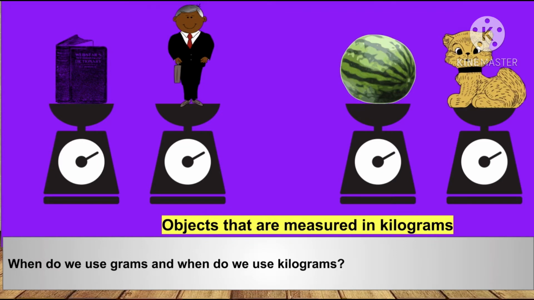The other unit of measurement that we're going to focus on today is kilograms. Here are some examples of things that we would use to measure in kilograms: a large dictionary, a person, a watermelon, and a cat. What can we say about kilograms based off of these things that we're measuring? What assumption can we make? What conclusion can we come to? Kilograms measure blank objects. Yeah, absolutely. They measure heavier objects, right? They measure heavier objects that have a heavier or larger mass.